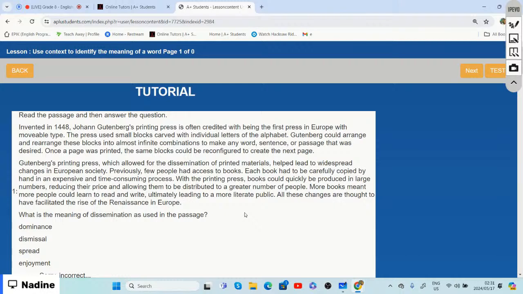Invented in 1448, Johann Gutenberg's printing press is often credited with being the first press in Europe with movable type. The press used small blocks carved with individual letters of the alphabet. Gutenberg could arrange and rearrange these blocks into almost infinite combinations to make any word, sentence, or passage that was desired. Once a page was printed, the same blocks could be reconfigured to create a new page.